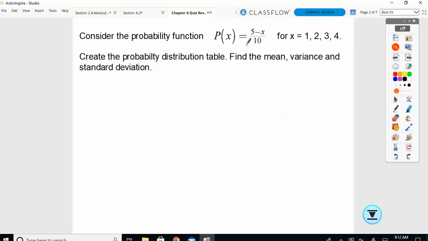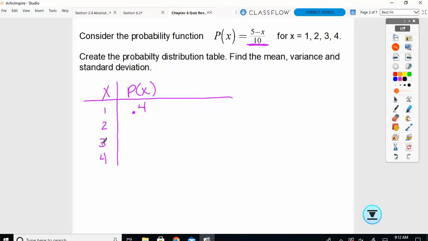Let's talk about probability distributions. So here is a function. What do I mean when I say make a probability distribution? We make the chart. We list the x and the p of x. And what x's do I need? 1, 2, 3. And how am I going to get the probability for each of these? Plug it into my formula.